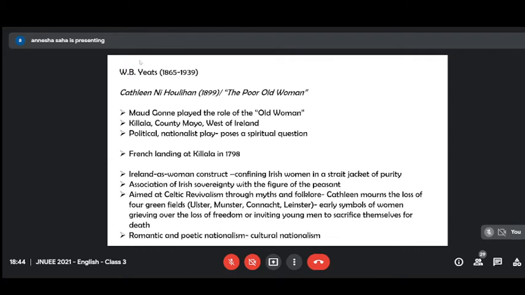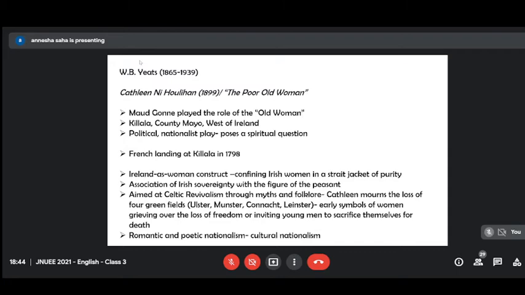But the setting of the play, as far as Irish nationalism is concerned, is this place called Killala, the village of Killala in County Mayo, somewhere in the west of Ireland. Now, what is the significance of setting this play in Killala? Basically, the background for the play is that.